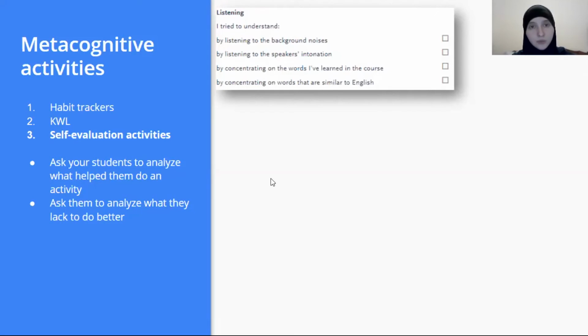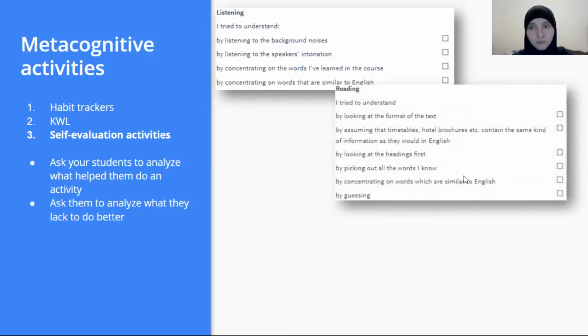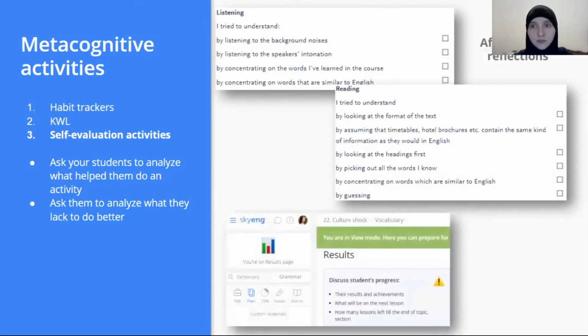We want them to be responsible. We want them to be able to think about themselves. That's metacognition. Now, about reading, same. We basically can suggest this list and ask them to analyze how they understand it by looking at the format of the text, by looking at the headings, or picking out all the words. So, does it work for you? Yes, great. If it doesn't work, then we need to try something else. That's okay. So it's just some after-activity reflections.